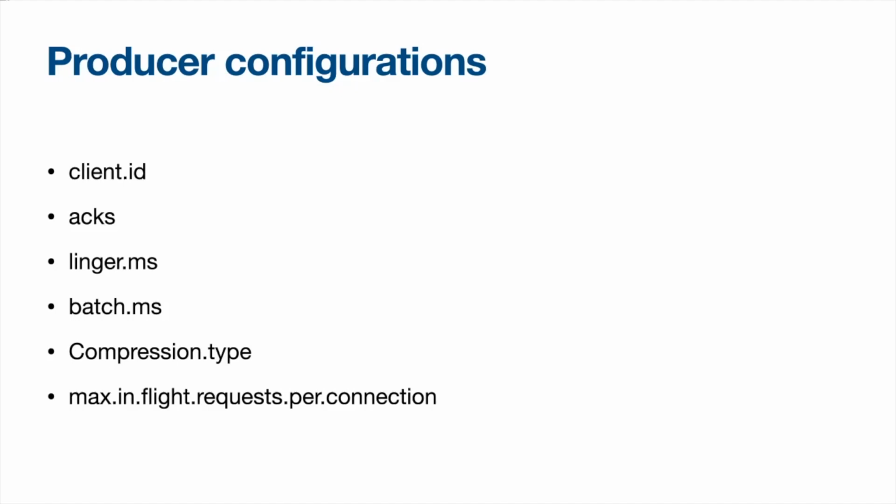Next is linger MS. Linger MS is the time that your producer application will wait before sending messages. Let's say, for example, if your linger MS is set to 5 seconds, then your producer client application will wait 5 seconds before it pushes the next batch of records.